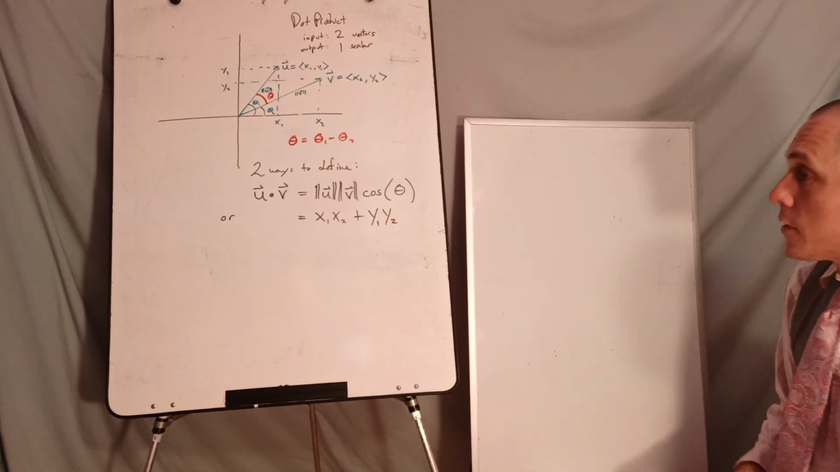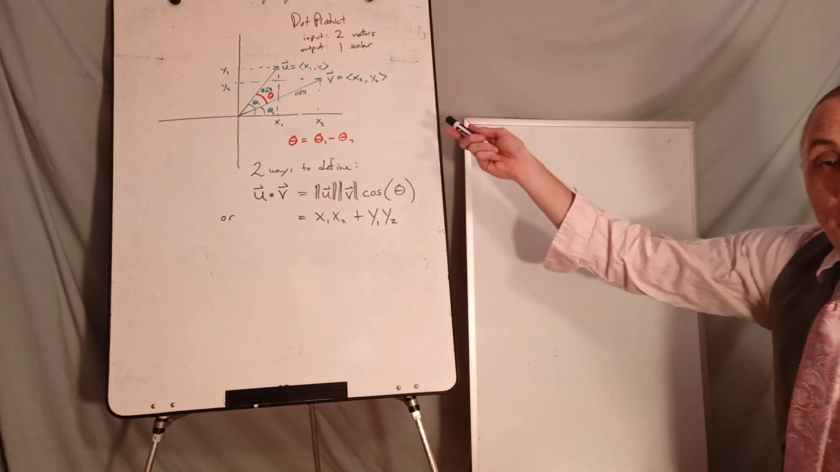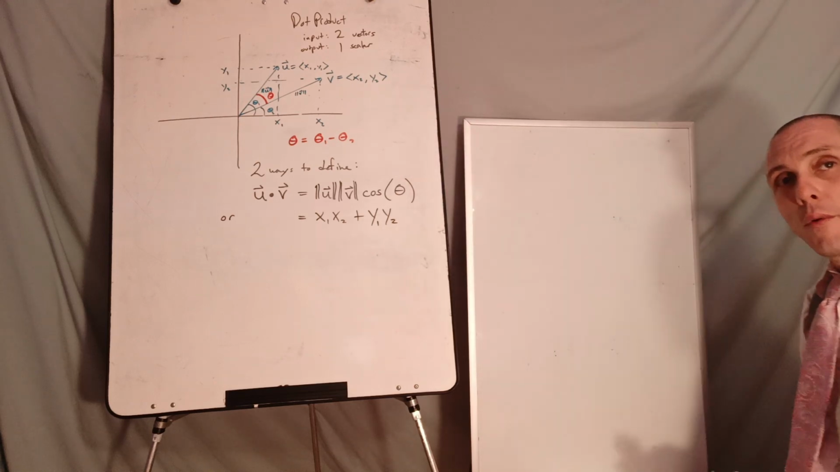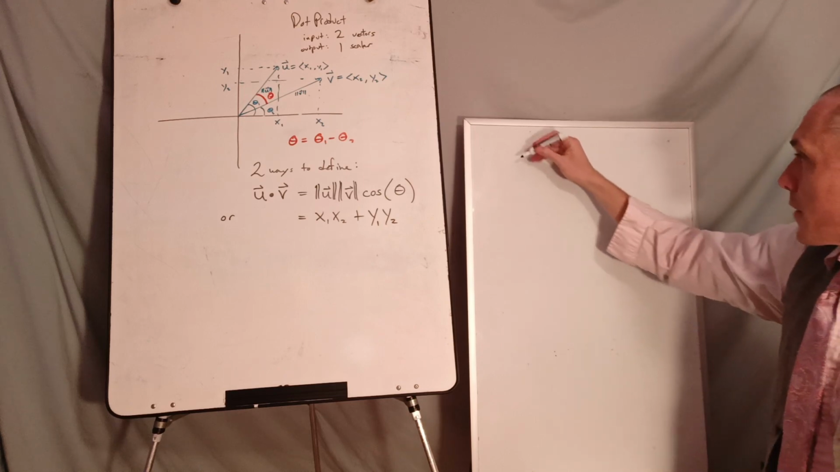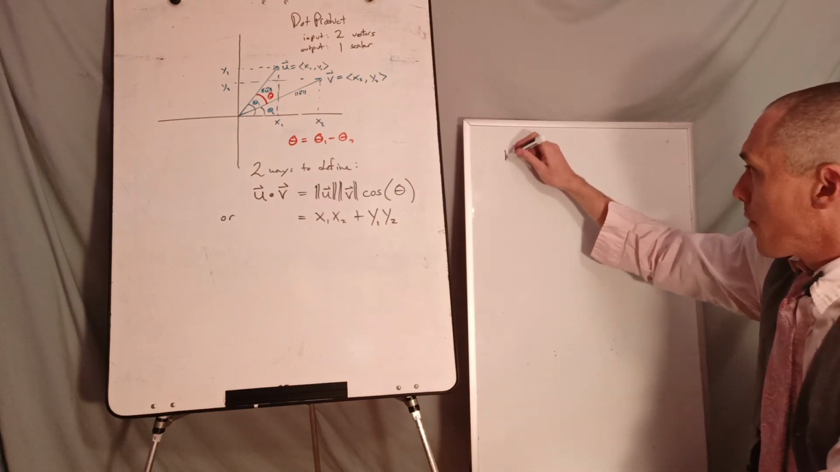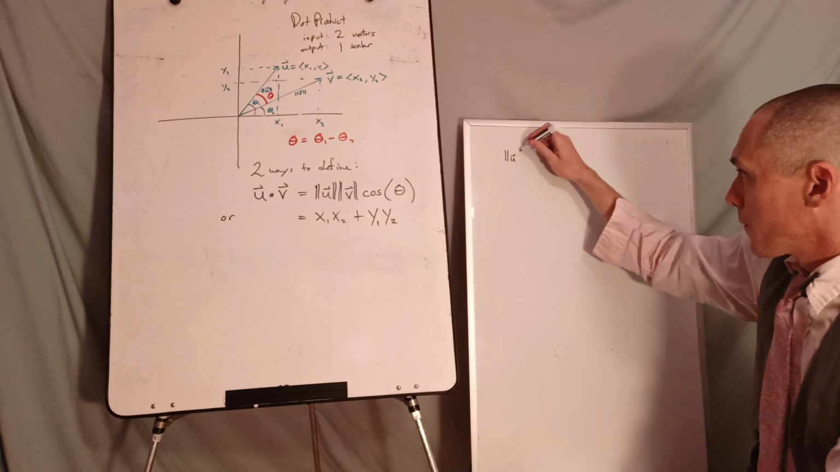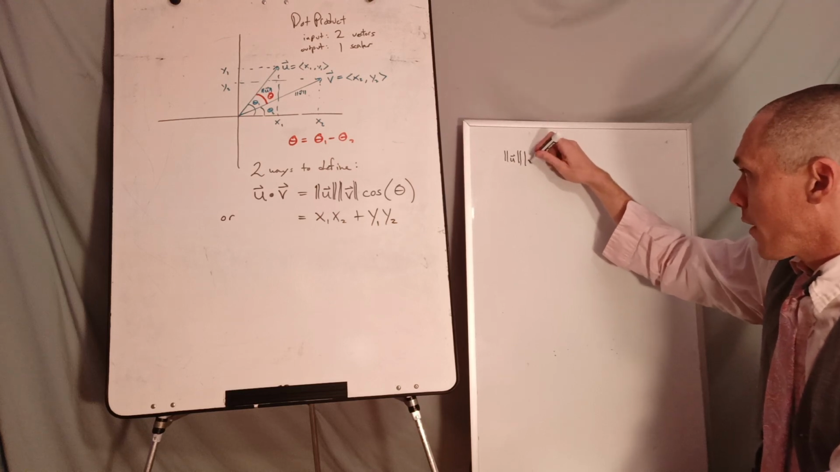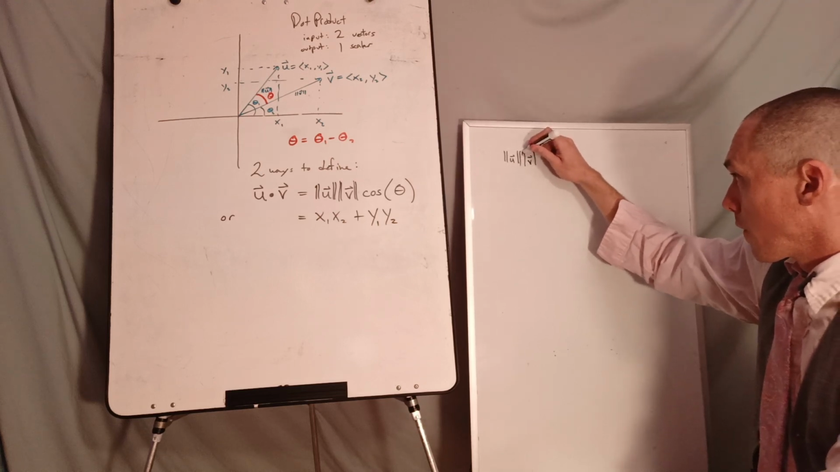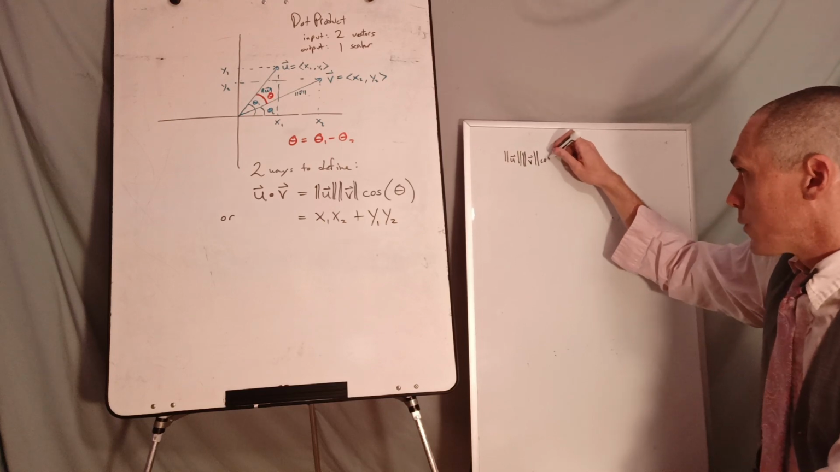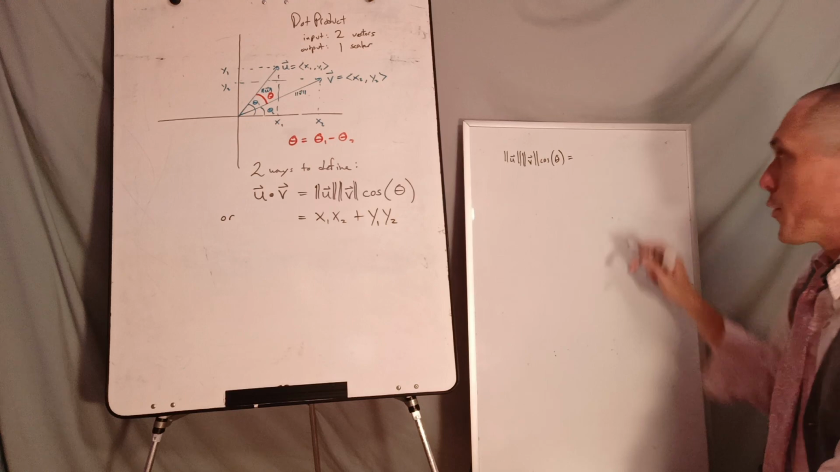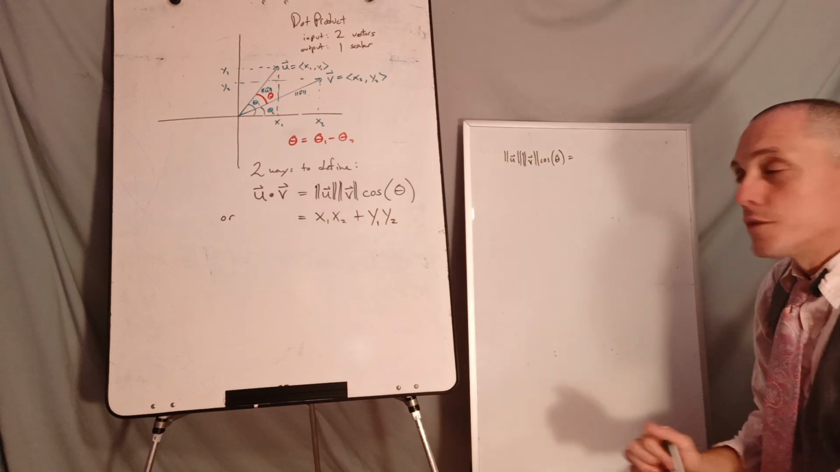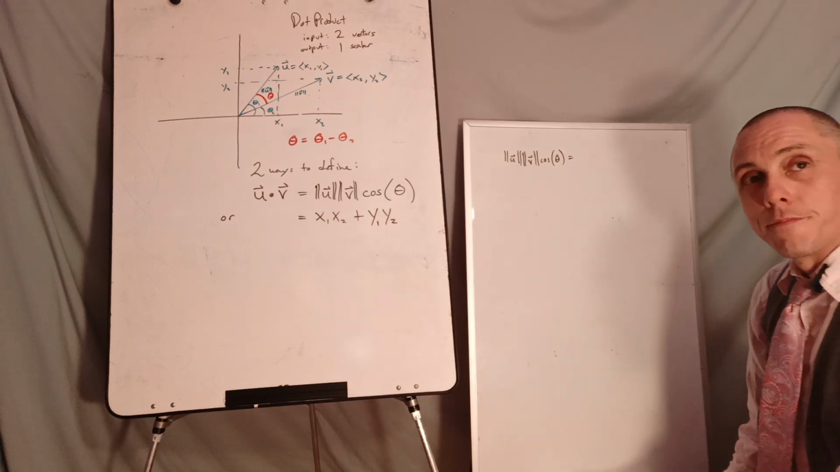So we will let u and v be the way that they are defined on this other board. And let's write out some things. Let's write the magnitude of u times the magnitude of v times the cosine of the angle between them. And let's see if we can't manipulate this expression until we get this expression.